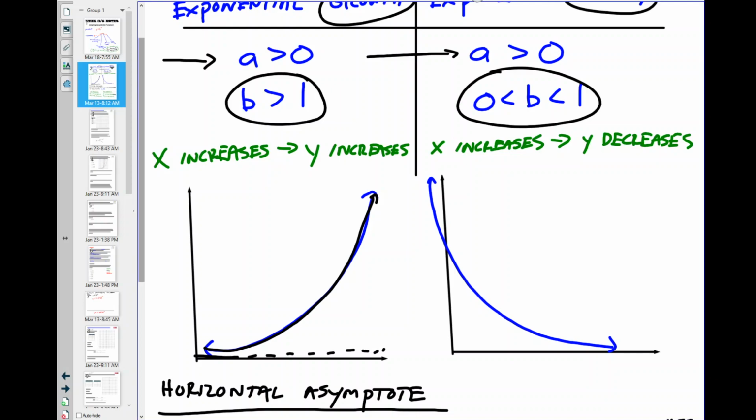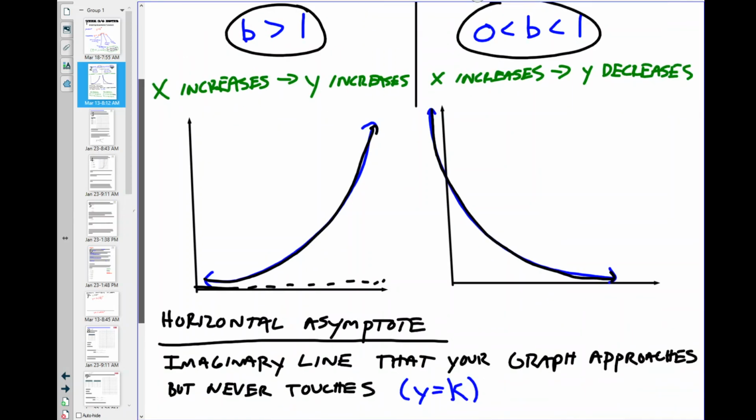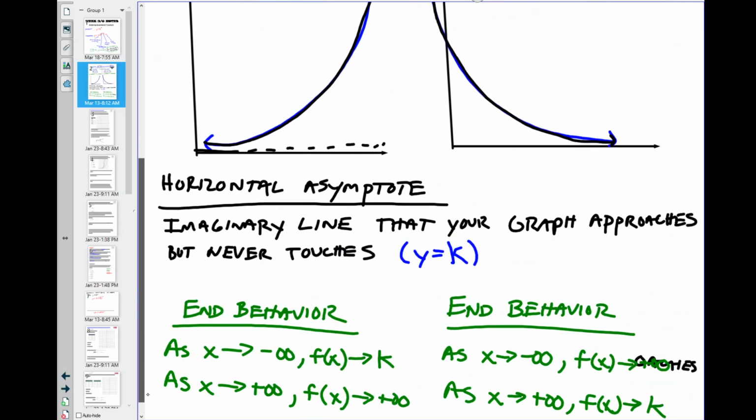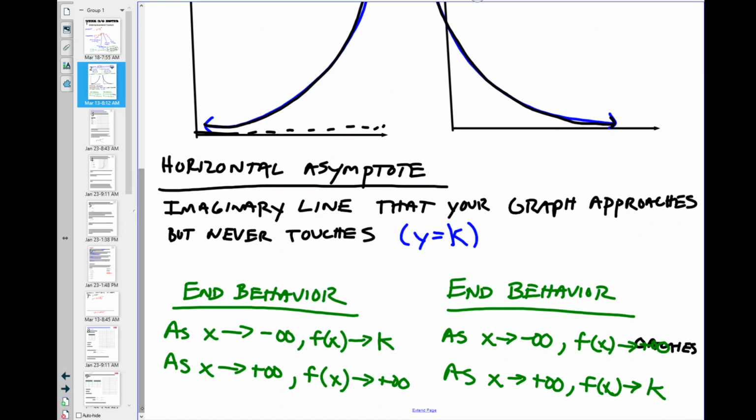A decay is like a roller coaster where it's decreasing, but also at a decreasing rate. It's getting flatter until you reach your asymptote. Okay, and this tells you the same thing we knew before. We have a horizontal asymptote.